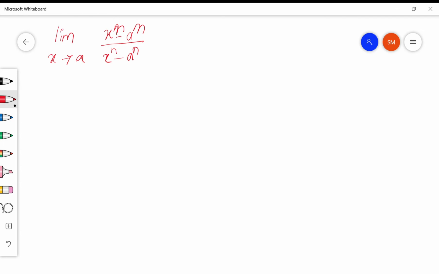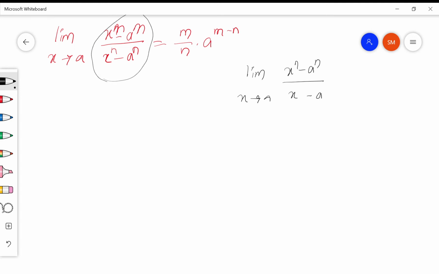So we have a standard result, which is m divided by n into a power m minus n. But how did we get this standard result? That is what we are going to discuss now. Do you remember our previous standard result, limit x tends to a, x power n minus a to the power of n divided by x minus a? So try to convert this into this form.